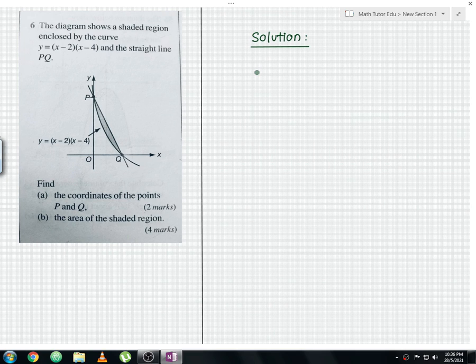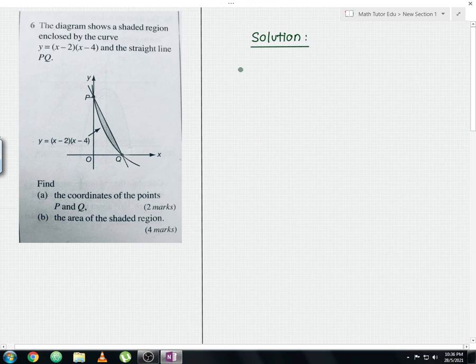Okay, let me read the question now. The diagram shows a shaded region enclosed by the curve y equals x minus 2 in a bracket x minus 4 and the straight line PQ. The question asks to find the coordinates of the points P and Q and the area of the shaded region. So this is the area of the shaded region.